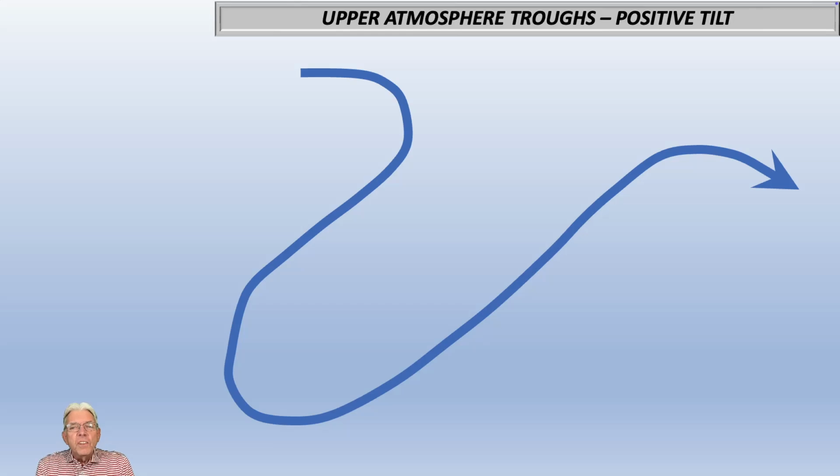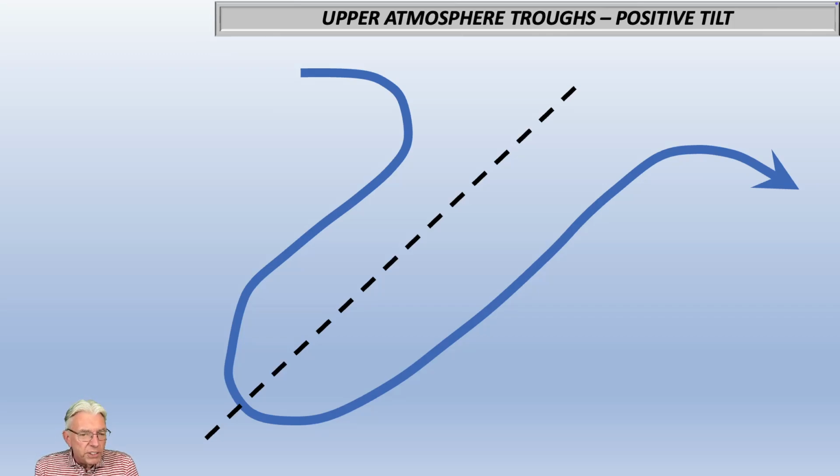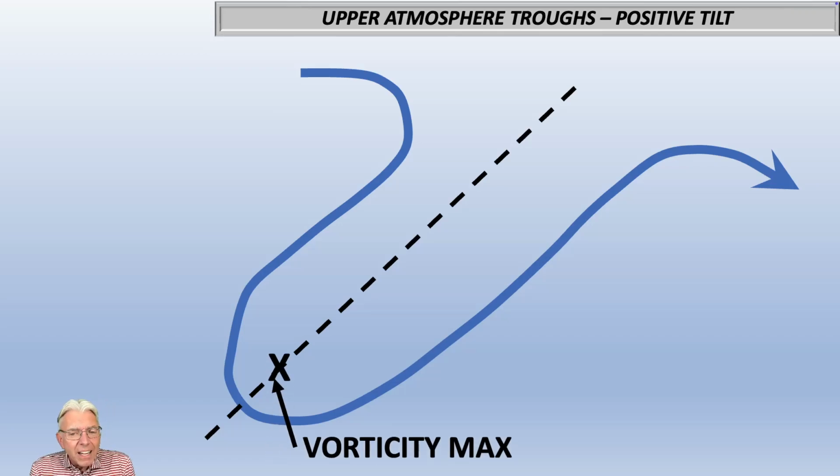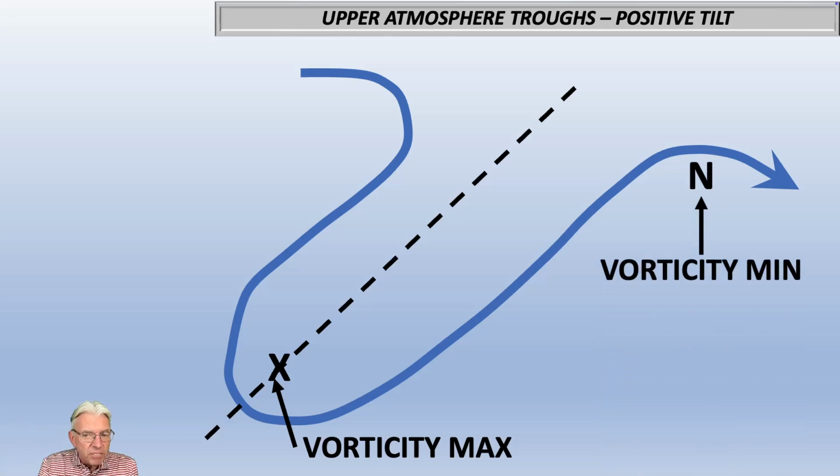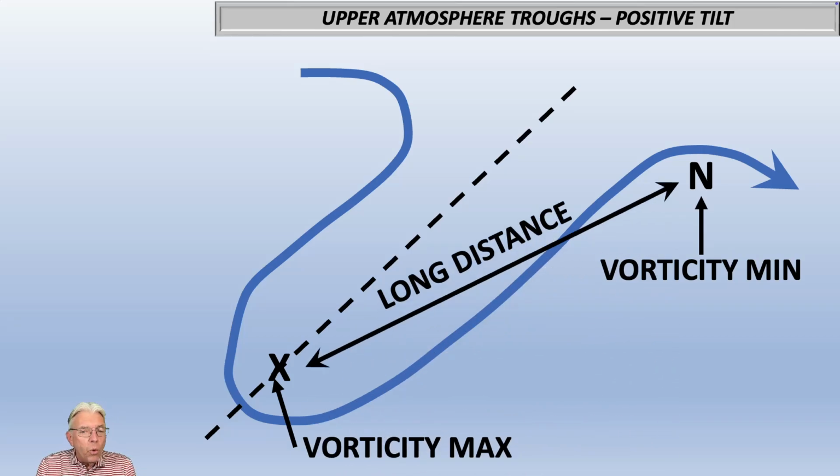Here's an example of a positively tilted trough, so the axis is oriented from northeast to southwest. We've talked about the concept of vorticity, spin in the atmosphere, and when you have a sharply curved flow, that's where a vorticity maximum is going to be located. So we'll put the X right there. And then where the flow is curved the other way very sharply, we have a vorticity minimum, and we'll depict that as an N. So the distance between the X and the N is quite long.